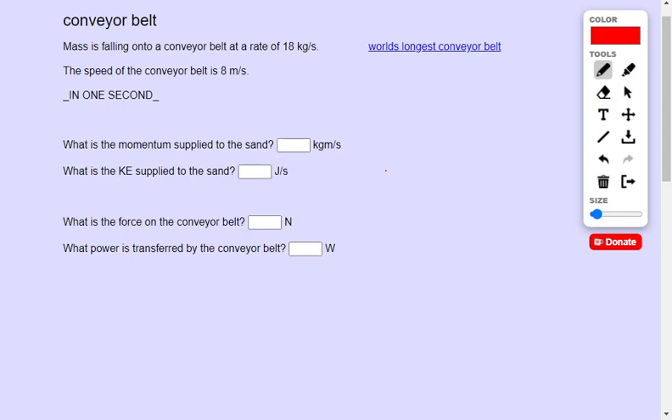So something like this. That's a little conveyor belt, and the sand's falling here, and it's sort of getting pulled along like that. I suppose you could make it like some little piles or something.